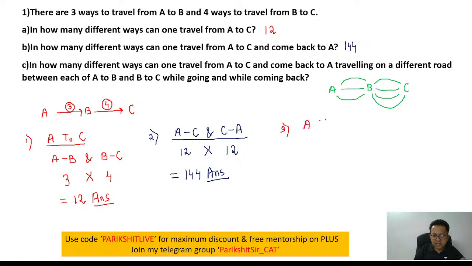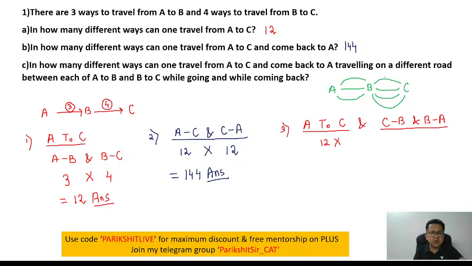So A to C, and this is something we know. And then you'll go from C to B and then B to A, via a different route. A to C, we already discussed, it's 12. And C to B. Now think about it. C to B. Originally, there are 4 ways.